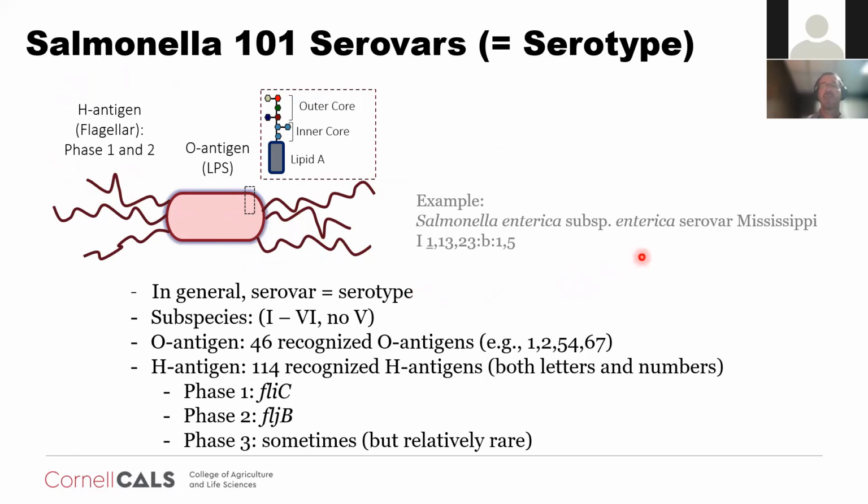Each Serovar really can be designated in two different ways. One of them is a name, such as Mississippi, or Typhimurium, or Enteritidis, and the other is with a numerical pattern, where the first numbers before the semicolon are the O antigen, the middle one is the flagella 1, and the last one after the last semicolon is phase 2 flagella.